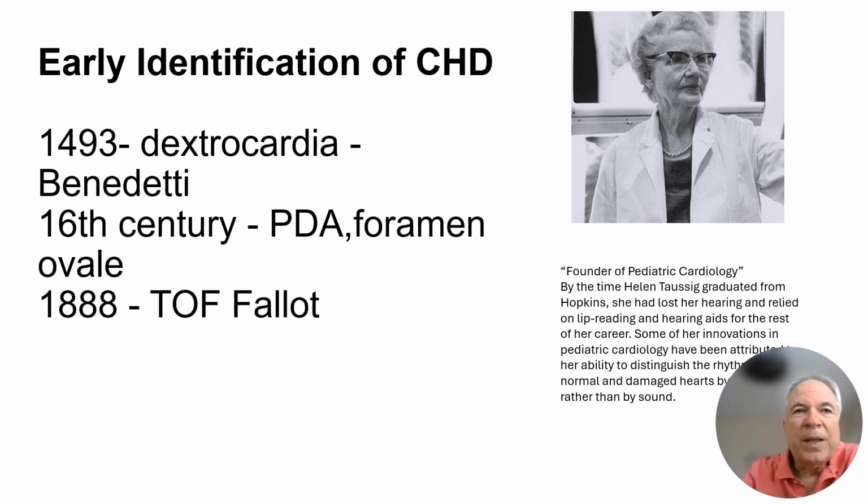This gives you a little bit of background on when congenital heart disease was first identified in the 1400s. They noticed dextrocardia, or reversing of the heart, mirror imaging of the heart. In the 16th century, patent ductus and foramen ovale, and then in the 1800s, Fallot described the 4 defects in tetralogy of Fallot.